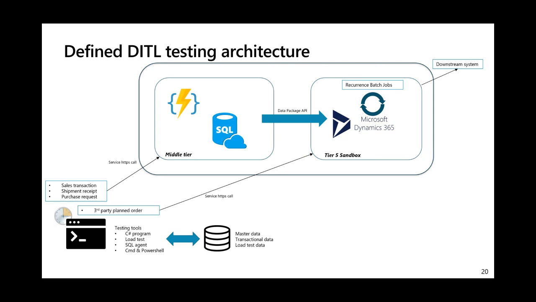And then after sending the sales transition to the middle tier, the middle tier will help to reshape the structure of the transition into the data package. And the middle tier sends the package to the FNO through the data package API, and then it will create the sales order by DMF.